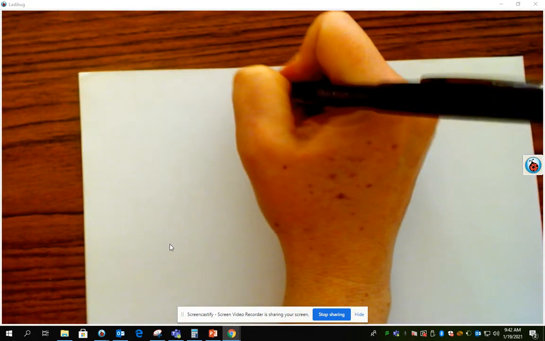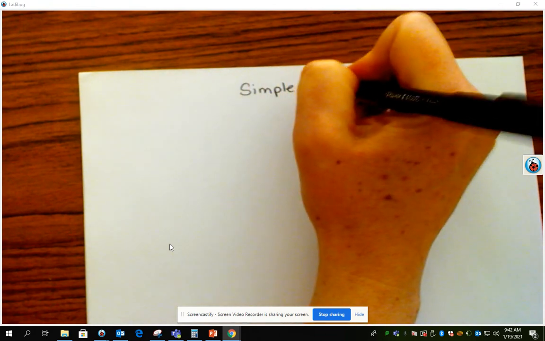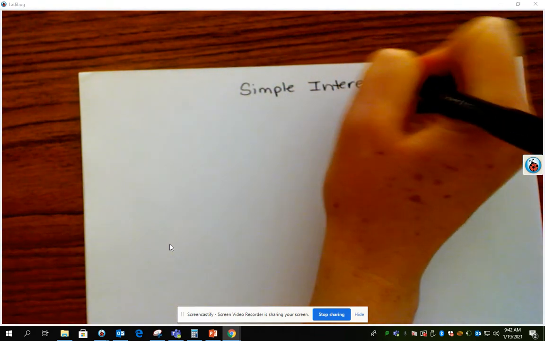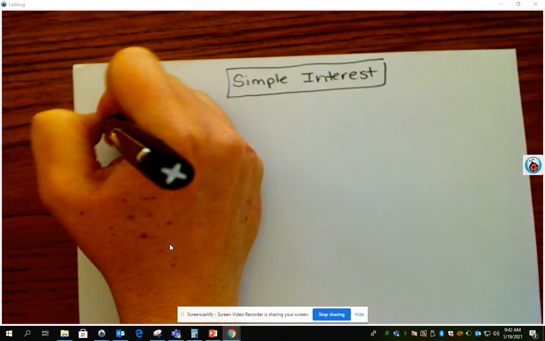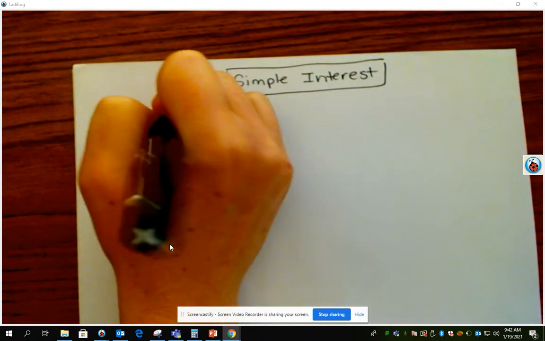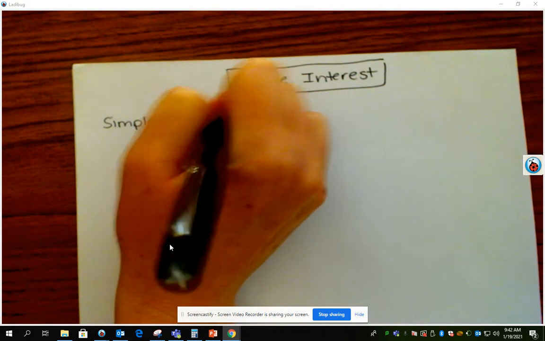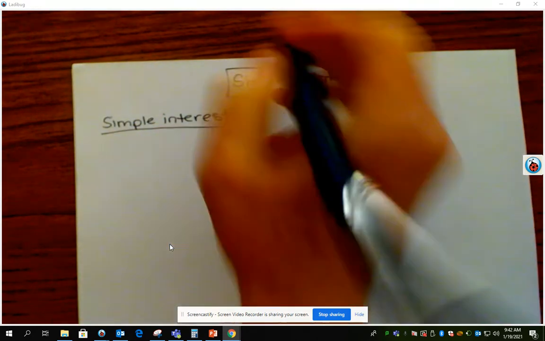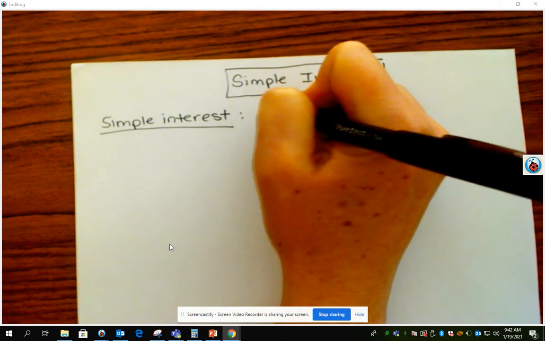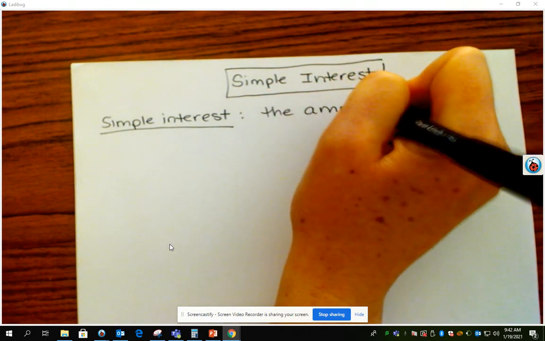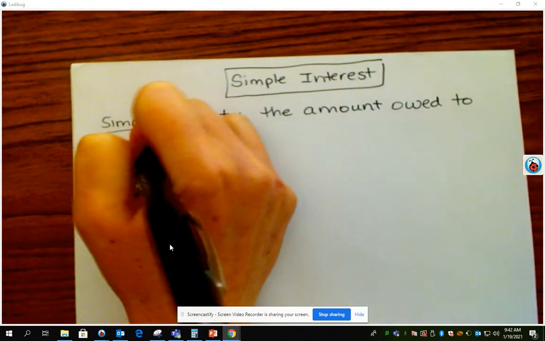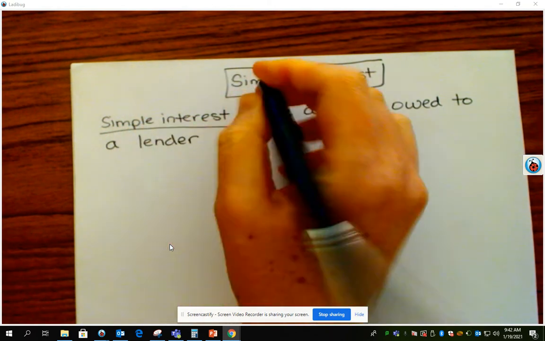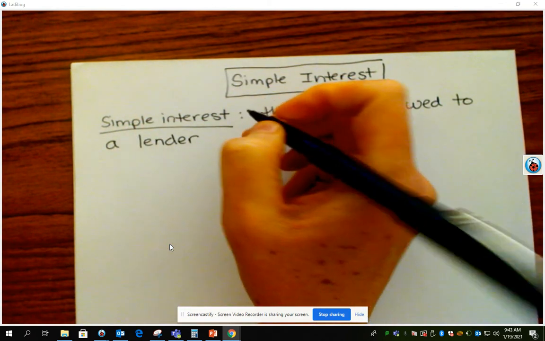Hey guys, today we're going to be learning how to calculate simple interest. Okay, and let's start with some vocabulary here. So simple interest is the amount owed to a lender, so someone who lets you borrow money, for allowing you to borrow the money.